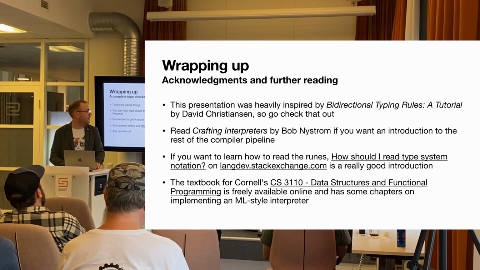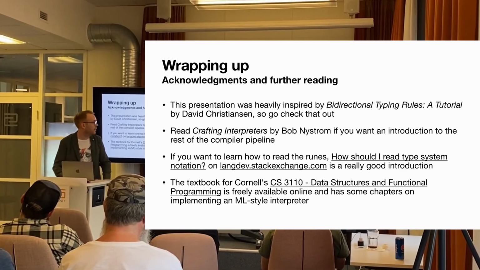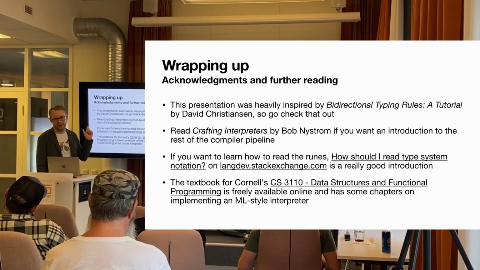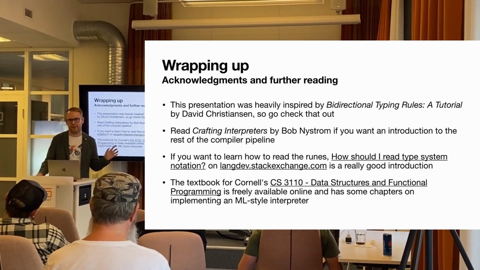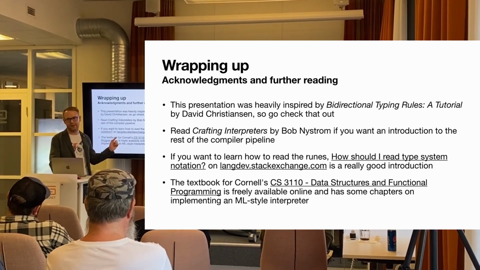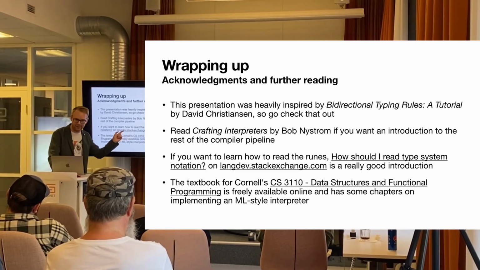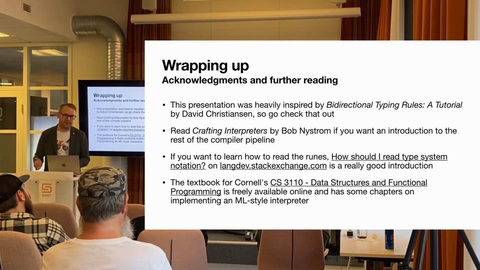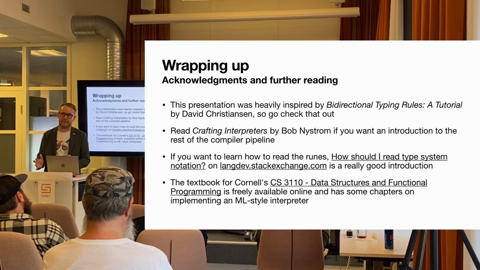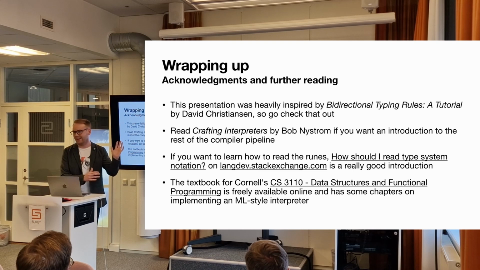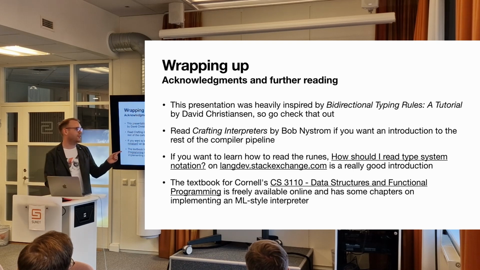And actually, what inspired me to write this was this tutorial by David Christensen, and a lot of the code samples are adapted from that. It goes through a technique called bidirectional type checking for doing this without the inference. And also, if you thought this sounded interesting and you want to learn about the other parts of the compiler chain, you can read Crafting Interpreters by Bob Nystrom, which is free to read online.